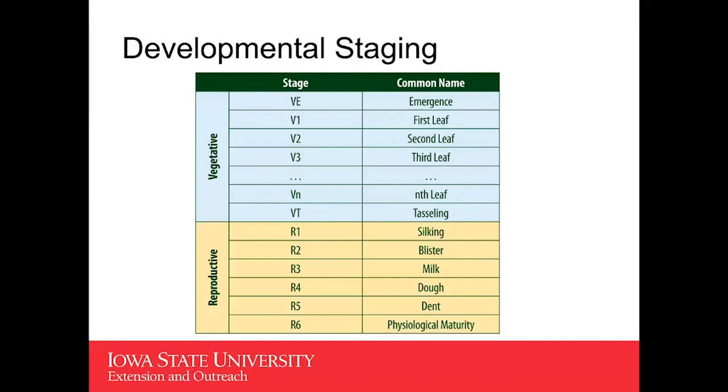So I did want to point out though that what we're really talking about with developmental staging is that with corn, we're starting with VE and then we go to V1, V2, V3 until we get out to the last vegetative stage, which is tasseling, and then we jump right into the reproductive staging, so silking, blister, milk, dough, dent, and then maturity. And so I'll talk about some of the keys that we're looking for as we move through with that.